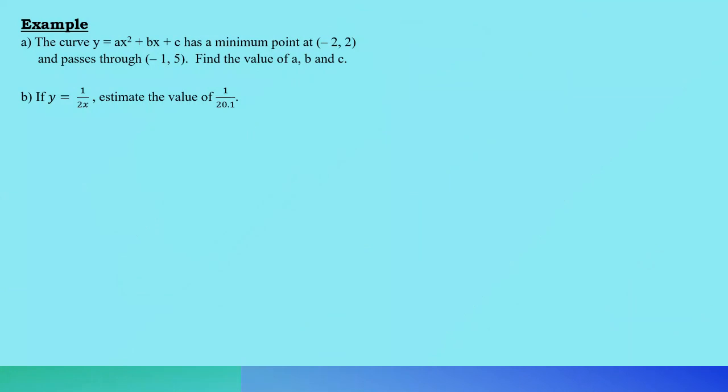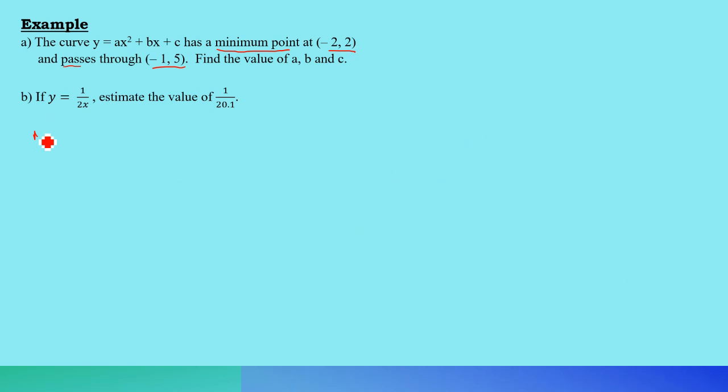Okay, another type of question that you might get is when it involves again the word maximum or minimum, but some of the values are unknown. So this is a bit complicated. You have a, b, c unknown. You are given the word minimum at this point and the curve passes through this point. So from here you can see 3 pieces of information.